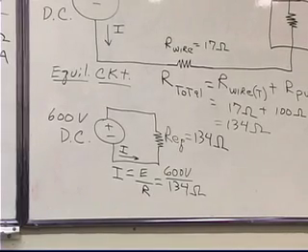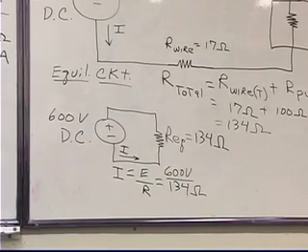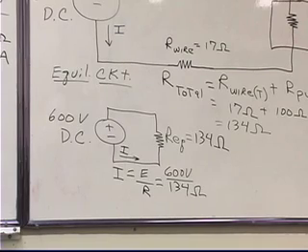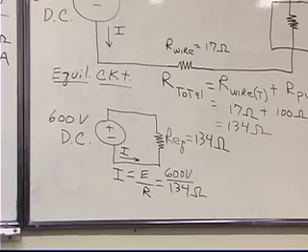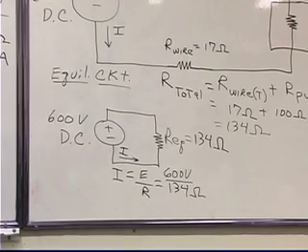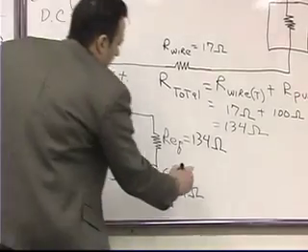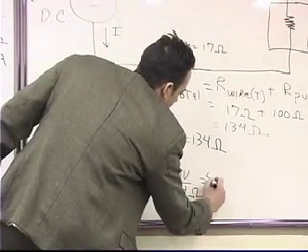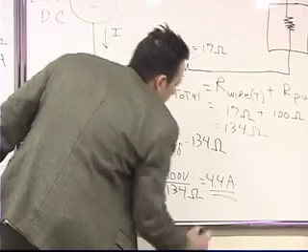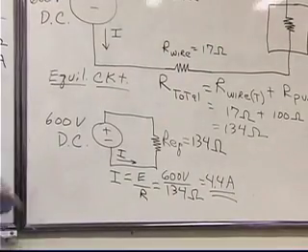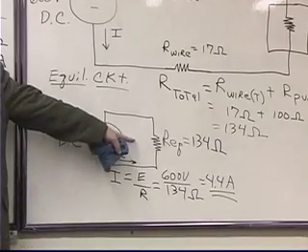What do you get when you take 600 and divide it by 134? 0.746 amps. Try that again. 600 divided by 134. 4.48. Am I getting consensus on 4.4 amps? Okay. So that's the current that's flowing in this equivalent circuit.